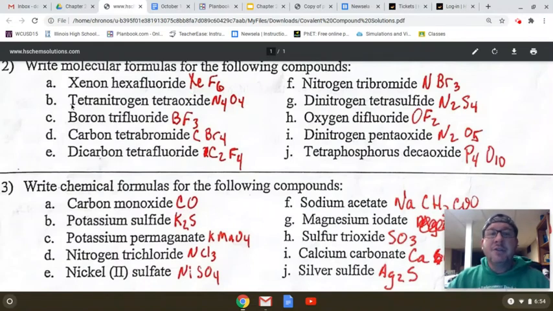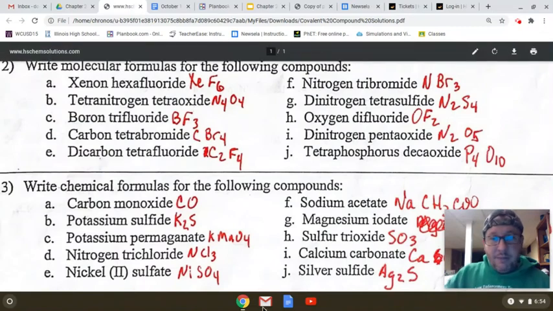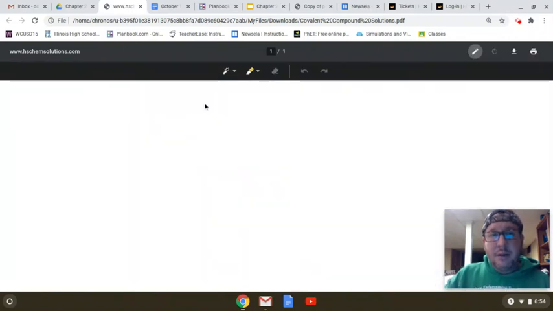B, tetranitrogen tetraoxide. Now, let's pause there. This worksheet did not follow our rules. So really, if I could annotate here, tetraoxide.